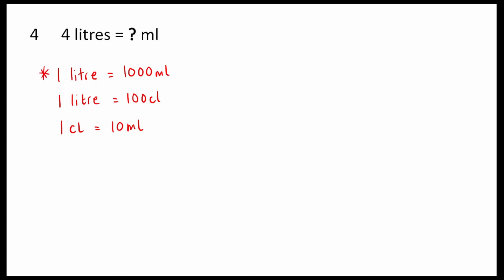So if I know that 1 litre is equal to 1000 millilitres, so litres and millilitres, and I want to know how much there are in 4 litres, a bit like what we looked at with our ratios before, to get from 1 to 4 I have to times by 4. Therefore the number of millilitres that I have are going to be times by 4 as well, meaning there are 4000 millilitres in 4 litres. So that is my answer.